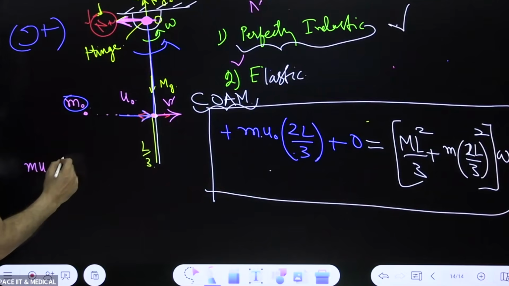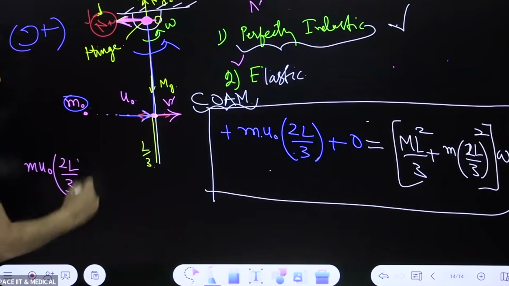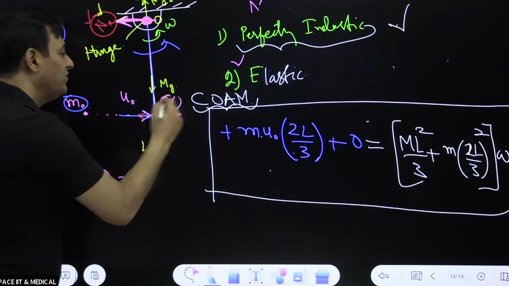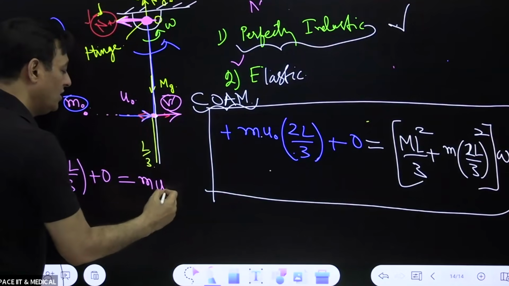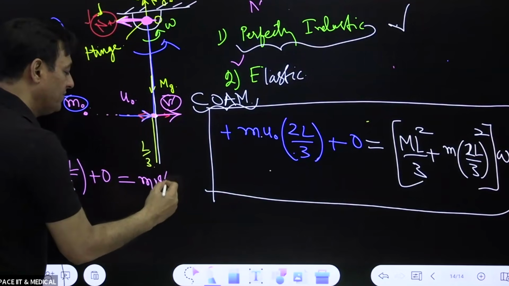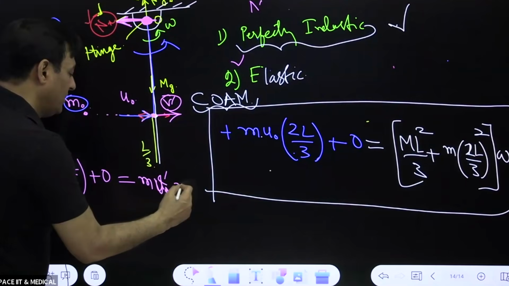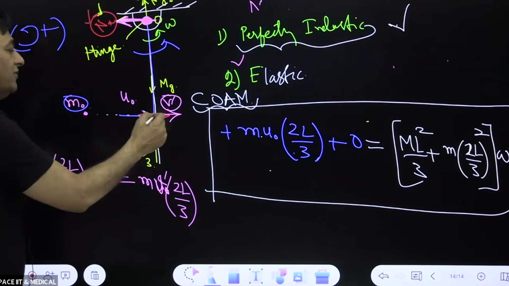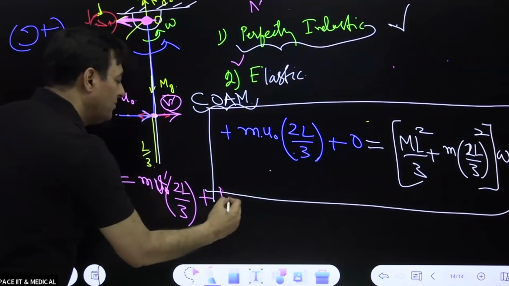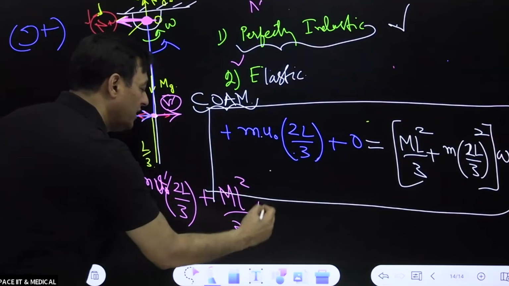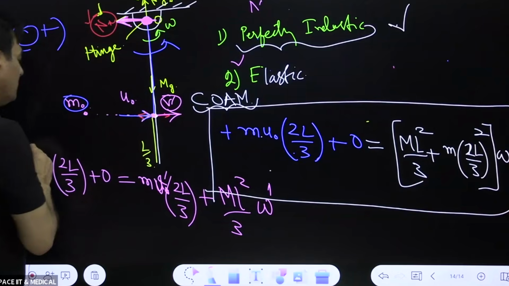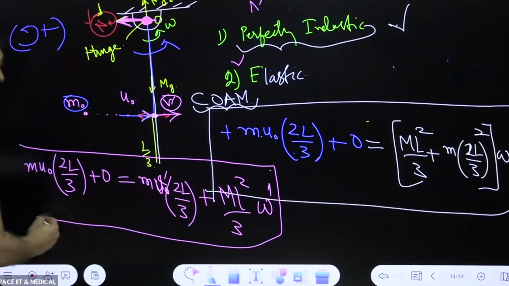m u naught into 2L/3. Initial angular momentum of the point mass plus rod is 0. The rod was at rest. After collision, the point mass is moving with V dash. So m V dash into 2L/3. For the point mass, this is the angular momentum anti-clockwise after collision. And for the rod, it will be mL square by 3 into omega dash. In that case, it is omega dash for the rod. This is the angular momentum conservation equation.